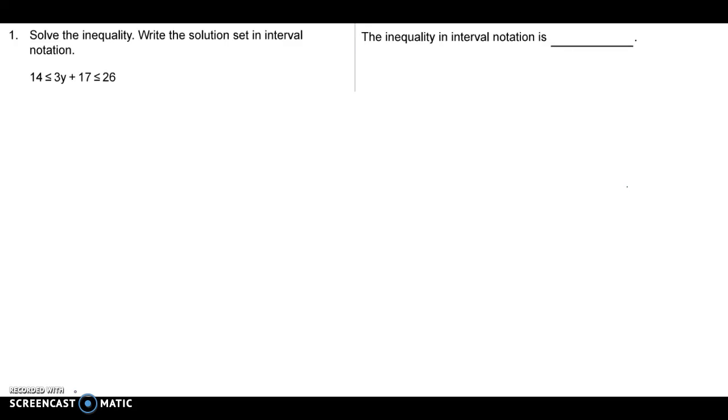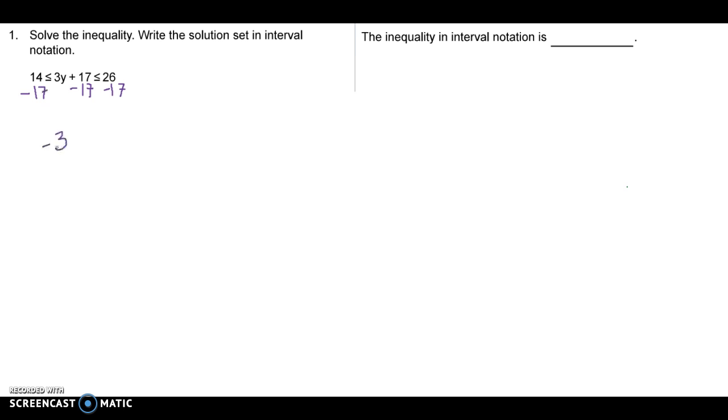Alright, for this problem we need to solve it and then write the solution in interval notation. So you have 14 is less than or equal to 3y plus 17, which is less than or equal to 26. So the first thing we need to do is move that 17. So I'm going to subtract it from the 26 and from the 14.